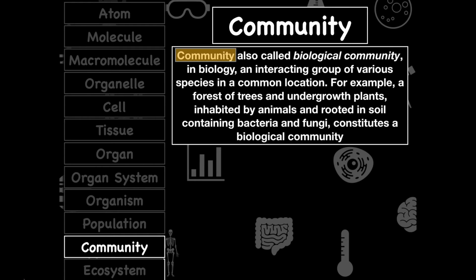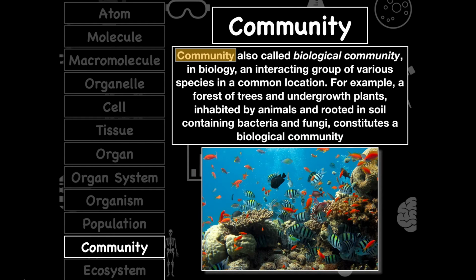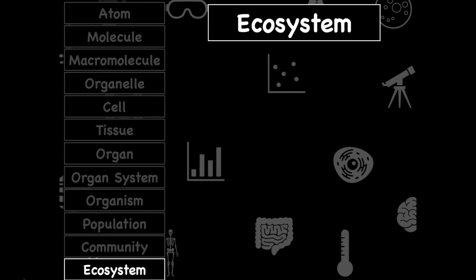So this is all of the interacting groups, all of the species within a common location. If we're thinking about the forest of trees and the undergrowth of plants, and then all of the animals that live within that environment, and the roots in the soil and the bacteria and the fungi, this makes up this biological community. If we're thinking about a coral reef community, we have the corals, we have the plankton in the water column, we have the fish, we have all of the crustaceans living in there. There are a variety of different organisms and different populations all living in the same area, benefiting from each other and creating a larger ecosystem.